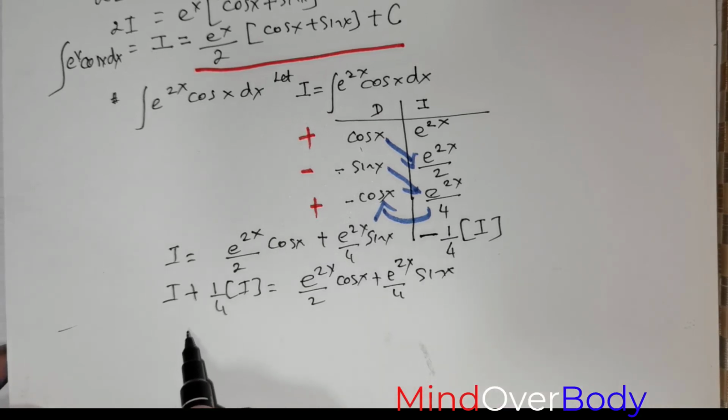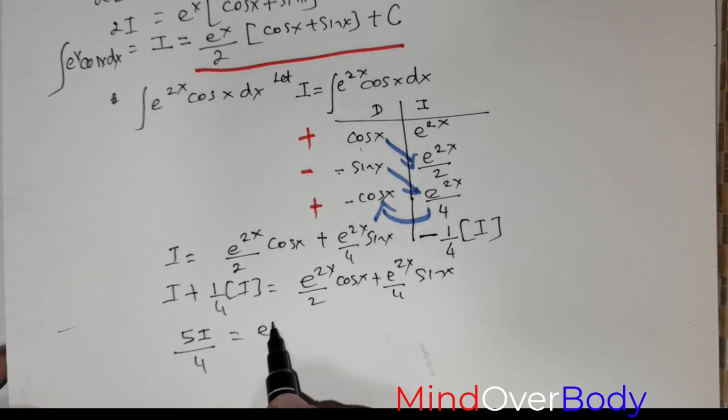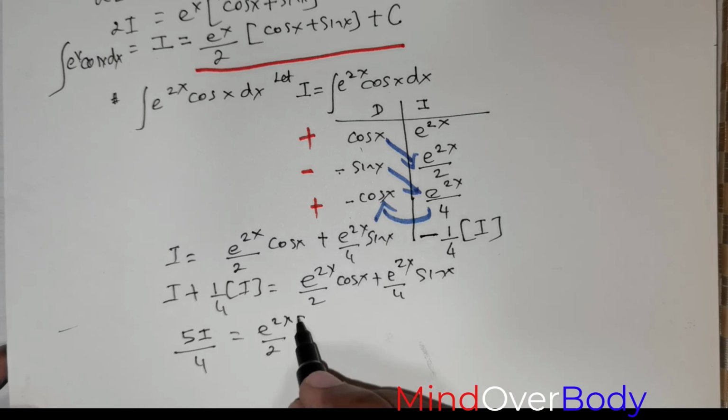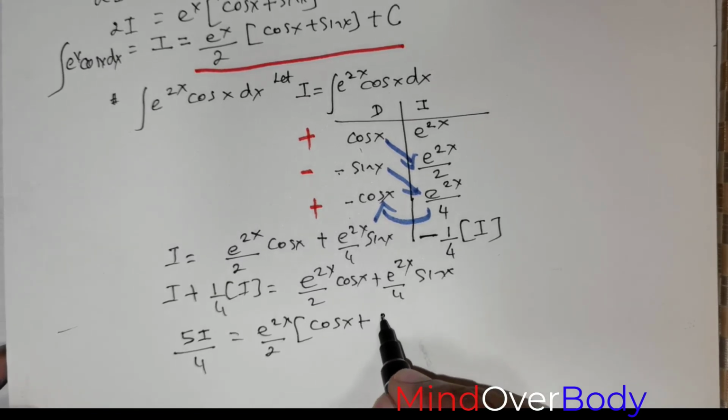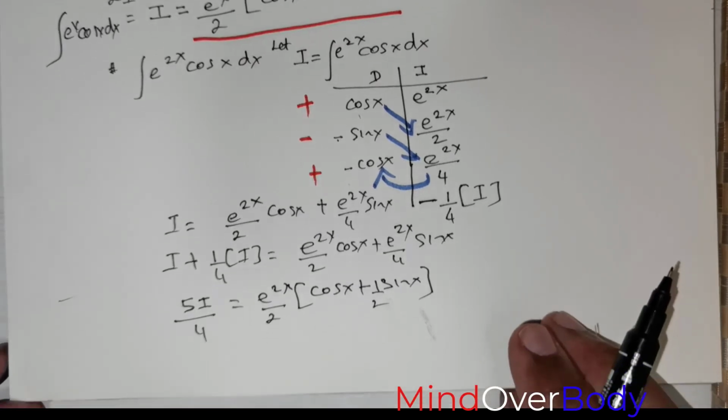Taking the LCM, this is going to give me 5i over 4 is equal to e raised to the power of 2x. It can be taken out common. In fact, 2 can also be taken out common. So this is going to give me cos x positive sin x. Of course, there is a constant there, so it's going to be 1 over 2 being present here.